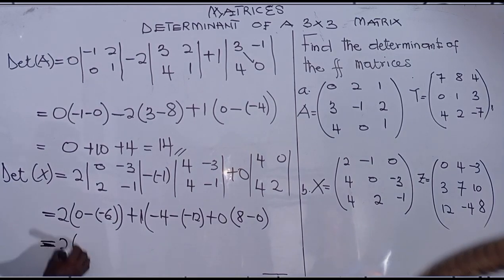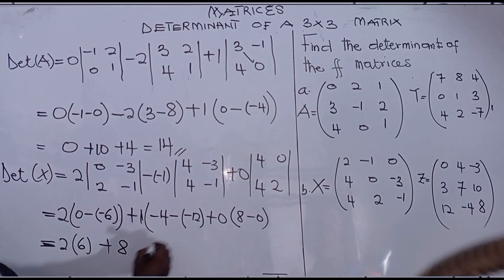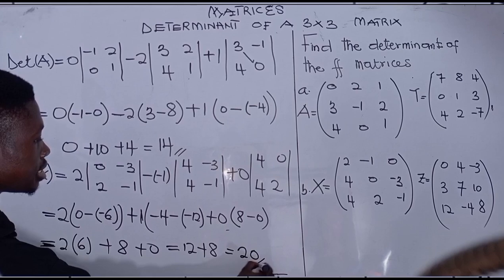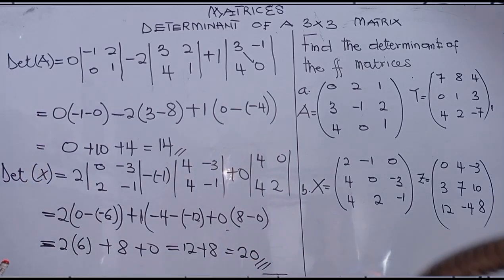So we have 2. This will give us 6. We have plus. This is going to give us 8. And then we have the whole of this is going to give us what, 0. So we have 2 times 6 will give us 12 plus 8. And this is going to give us what, 20. And that is the determinant of matrix X.